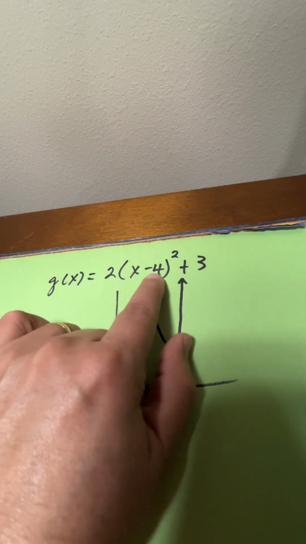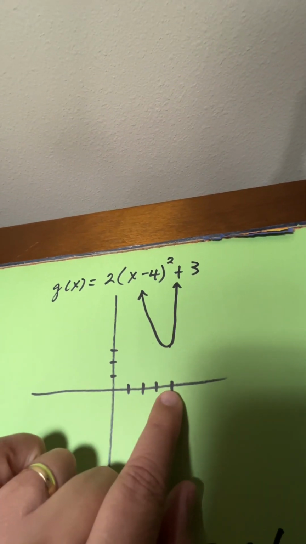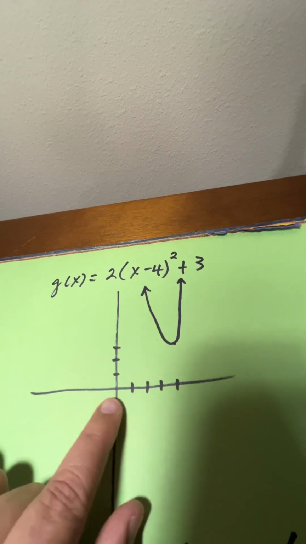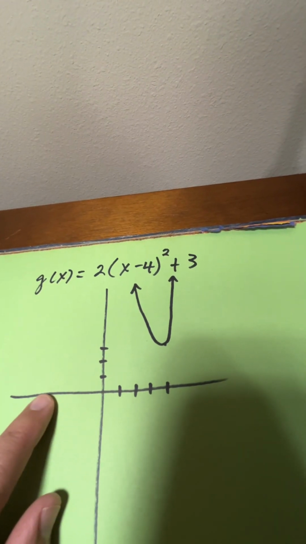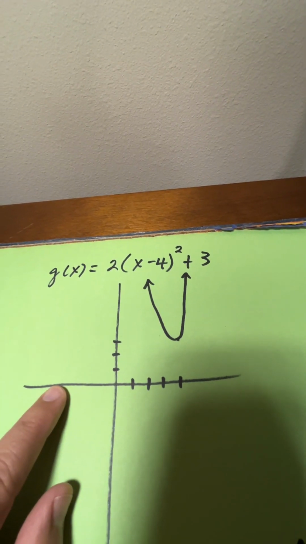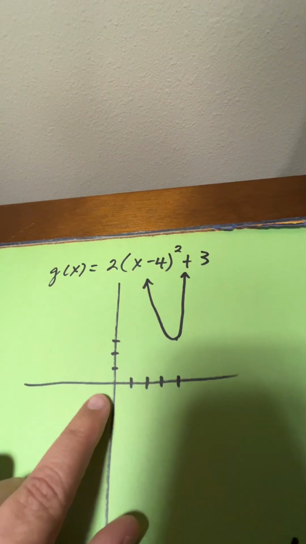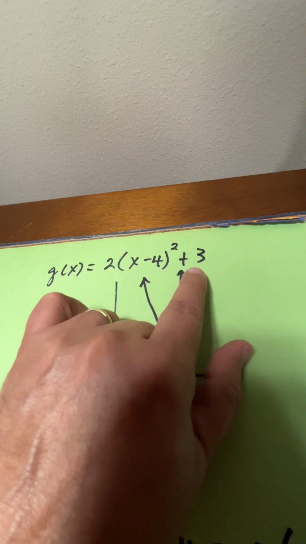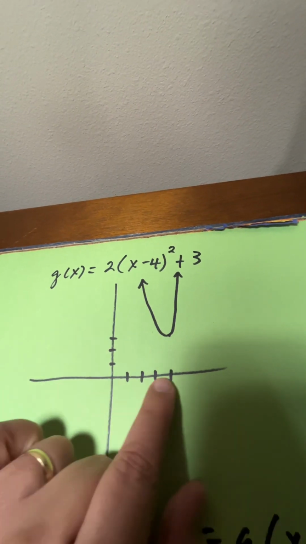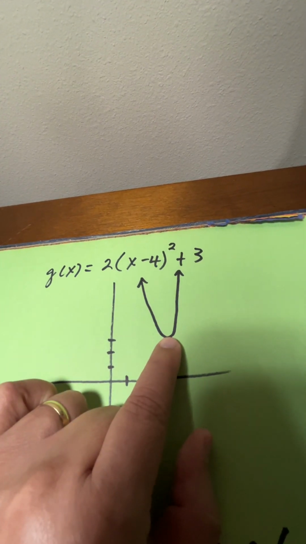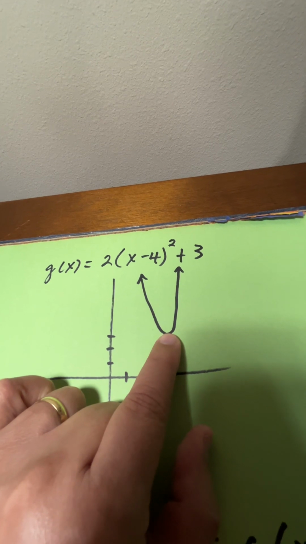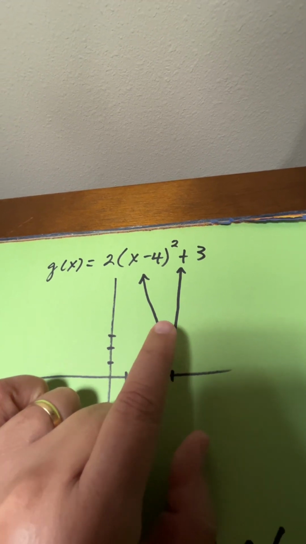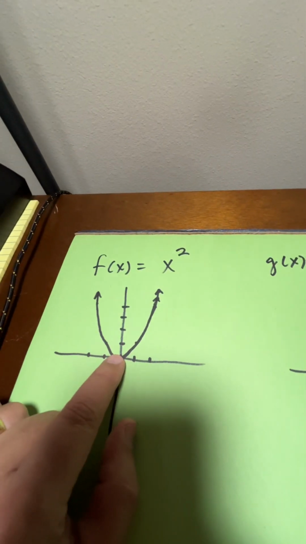So if you have minus 4, it's shifted to the right. If you have plus 4, it's shifted to the left. It would have been over here if it were x plus 4. The fact that it's plus 3 means that it goes up 3. So the negative 4 and plus 3 means it goes to the right 4 and up 3, and that's going to be the vertex. Now you also notice that this is thinner than this.